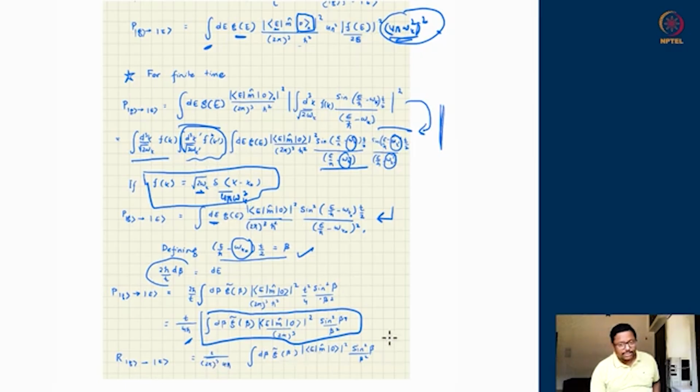This becomes this nice expression, the integral of d beta, degeneracy function in its beta-parameter version, and this transition element one has to write in terms of beta as well, and sine square beta upon beta square. So this integral one has to perform, otherwise this whole thing, 1 upon 2 pi, q upon 4 h bar times this integral, is the rate of transition for finite time coming from the third term.